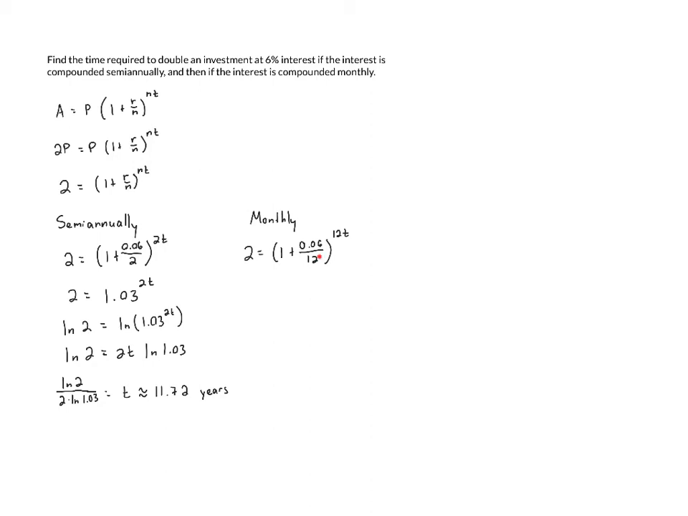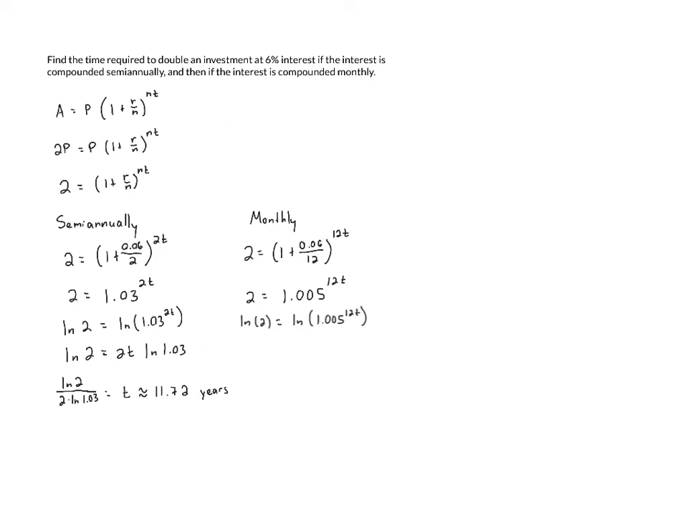Now, when we take 0.06 divided by 12, we get 0.005. And so when we add 1 to that, we're going to have 1.005 to the 12t power. Now again, we're going to take the natural log of both sides. That gives us ln of 2 equals ln of 1.005 to the 12t power.